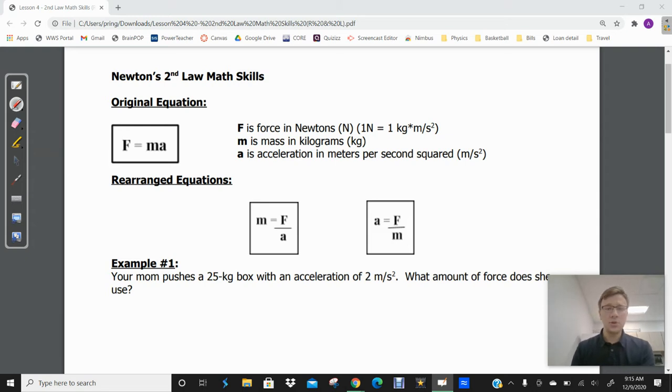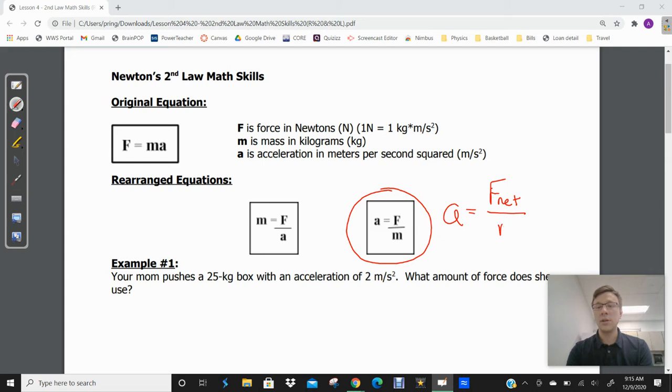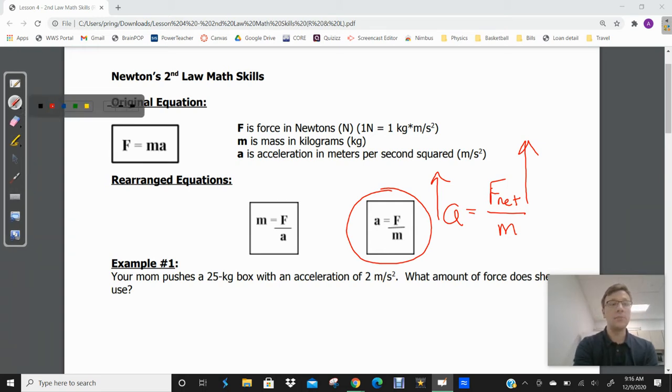Sometimes you'll see this equation rearranged, and I think the one that explains the law better is this one right here. The acceleration of the object is equal to the net force that's applied to the object divided by the mass of the object. I think that shows well that if you have a large net force, then you're going to have a large acceleration. If you keep the mass the same and decrease that force, then the acceleration would not be as large.